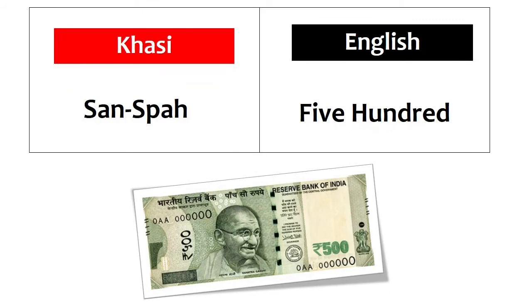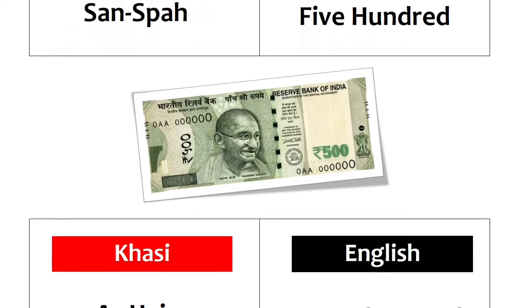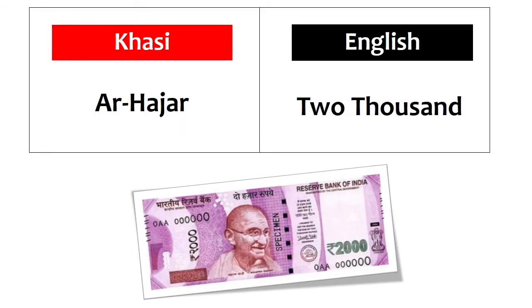The 500 note in Khasi, it is San Spa. And the 2000 note in Khasi, it is R Hajar.